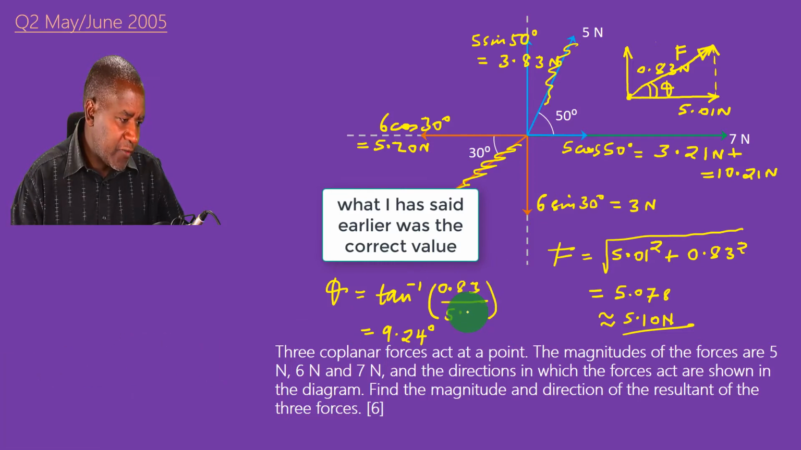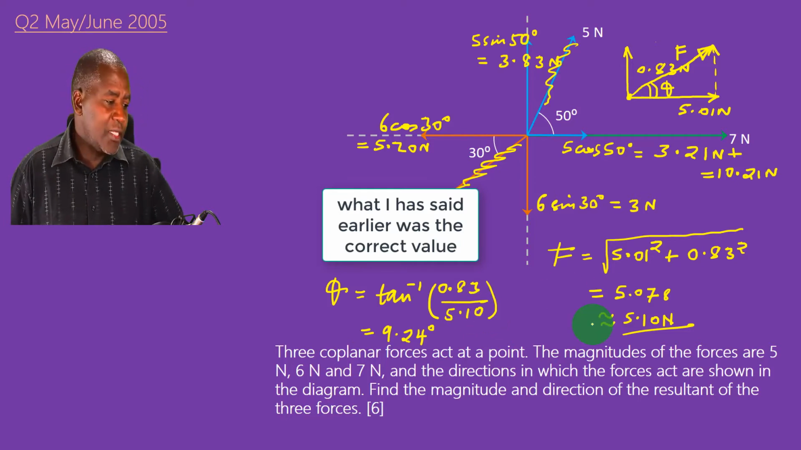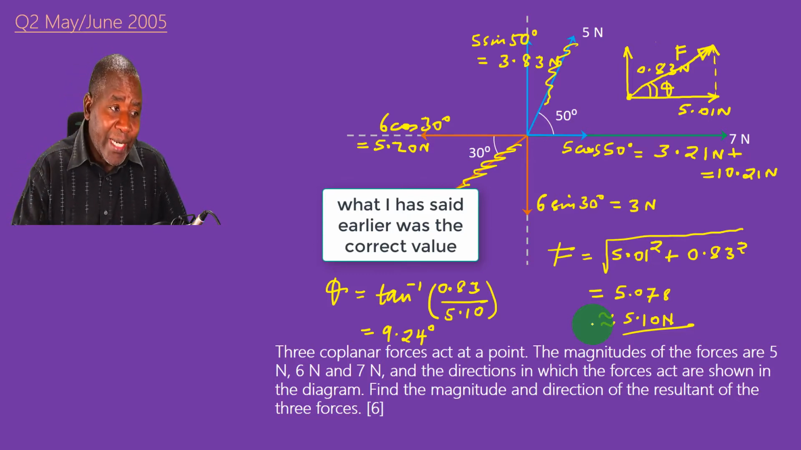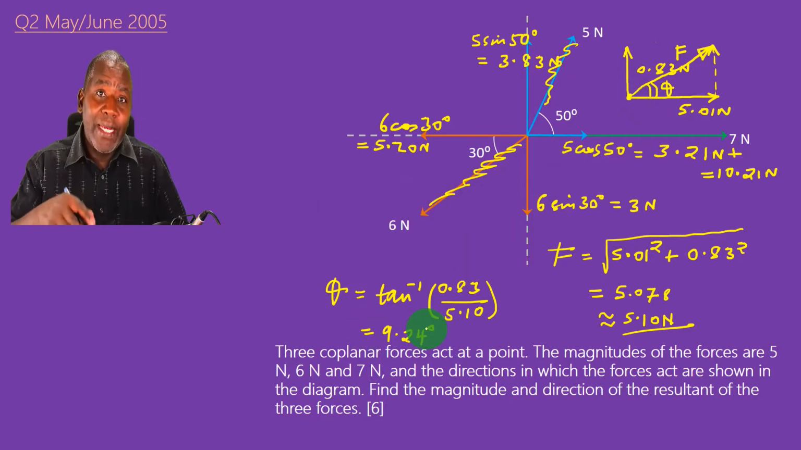So this value is 5.10. And that is how you get the magnitude and the direction of the resultant. The magnitude is just a number and a unit. For the direction, you've got to, one, show the angle that you're calculating clearly on the diagram and then work it out. And then you may go ahead and now describe it.